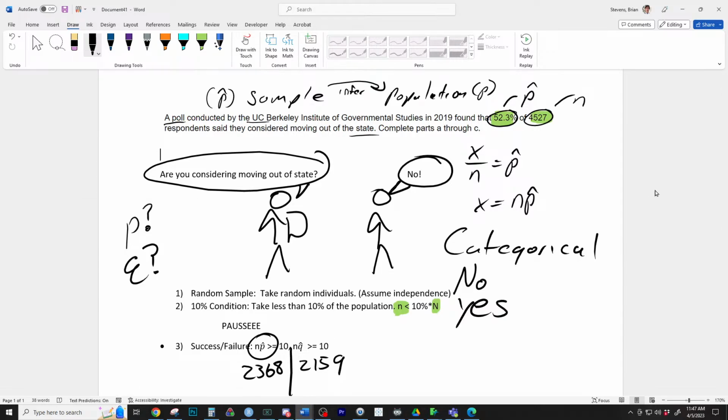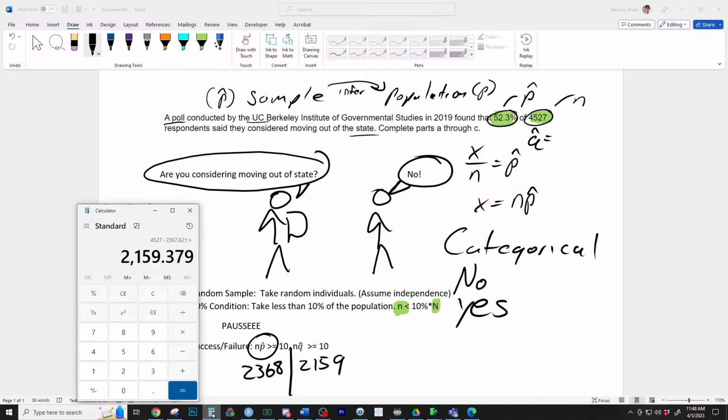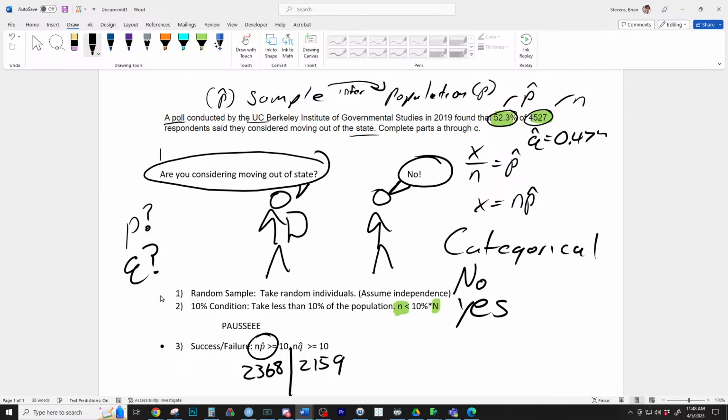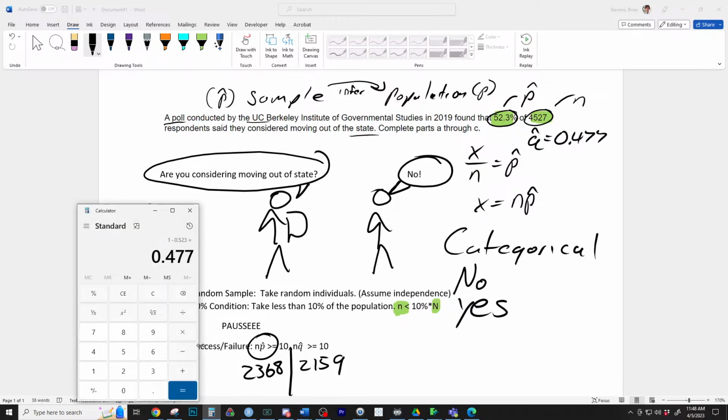Well, let's get q hat right here. We should have found that at the start. q hat is 1 minus p hat. So 0.523, and then 1 minus, there we go, 0.0477. We can double check our math down here with our trick that we used to find it, and we can times that by 4527, and there it is right there.